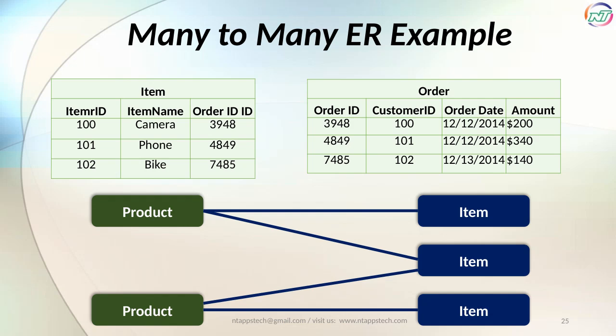Here we see an example of a many-to-many relationship in a database. The first table lists items, each identified by an item ID and linked to one or more orders through the order ID. Examples include a camera, phone, bike. The second table shows order details, including the order ID, customer ID, order date, and the amount spent. Because each order can contain multiple items, and each item can appear in multiple orders, this creates a many-to-many relationship. This type of relationship often requires an additional table, sometimes called a junction or associative table, to properly link items with orders in a normalized database. This setup ensures efficient organization and retrieval of data related to customers' purchases.